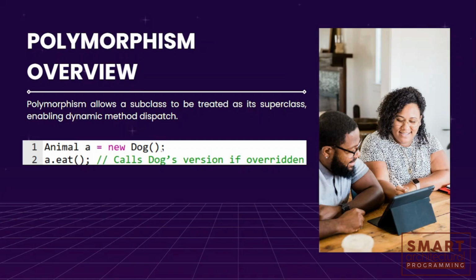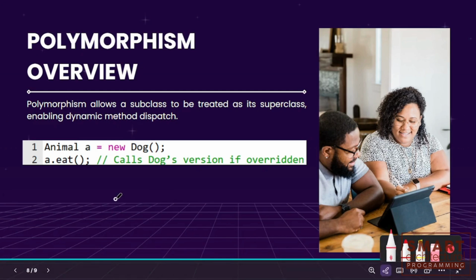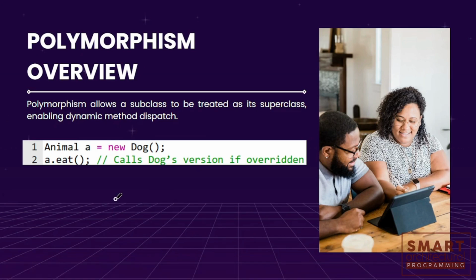What do we mean by that? You can see a piece of code here. We have Animal a equals new Dog. We're creating a new object based on the dog subclass blueprint. And then we call a.eat. This calls the dog's version of the method if overridden. Even though a is a type of animal, it refers to a dog. If the eat method was overridden in Dog, it would be that version which gets called. That is the essence of runtime polymorphism.